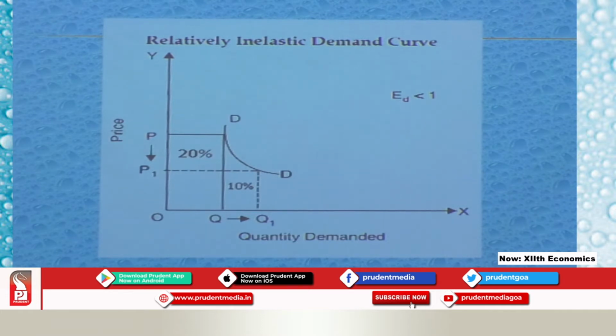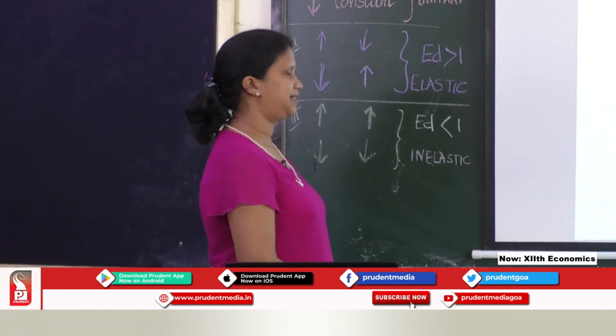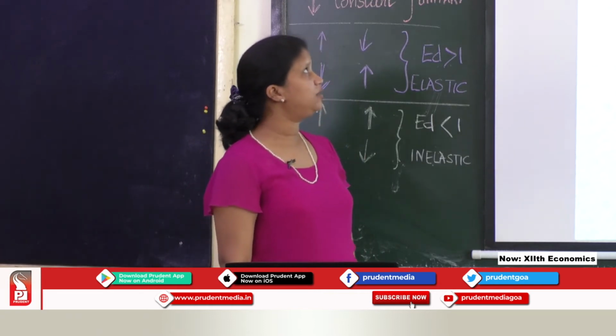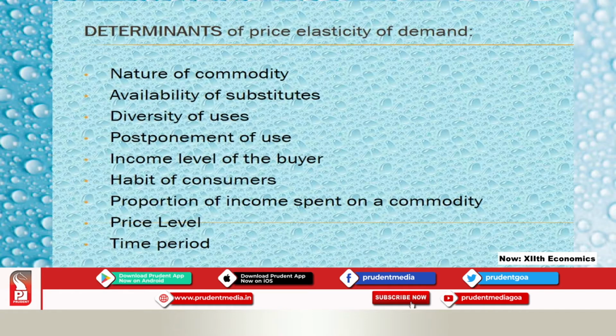So, therefore, we can say that for relatively inelastic demand, the value of ED will always be less than 1. So, this was all about the 5 types of elasticities. Now, we will proceed to the next part, which is the determinants of price elasticity of demand. There are 9 of them, and we are going to look at each of these determinants in detail.